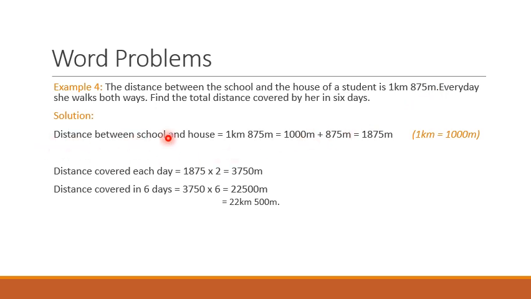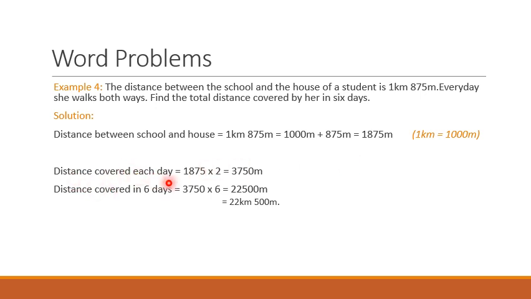Distance between school and house is 1 kilometer 875 meters. Now again we have two different units, kilometers and meters. So we will convert it into the smaller unit, that is meters. Now we know 1 kilometer is equal to 1000 meters. So 1 kilometer is 1000 and add 875 to it. So we will get the distance as 1875 meters.